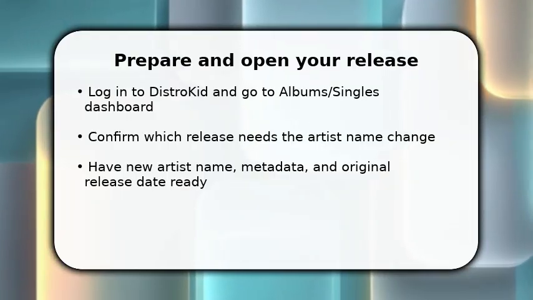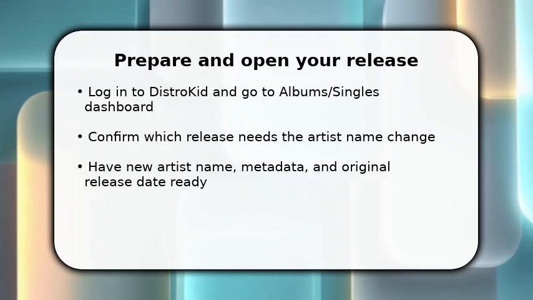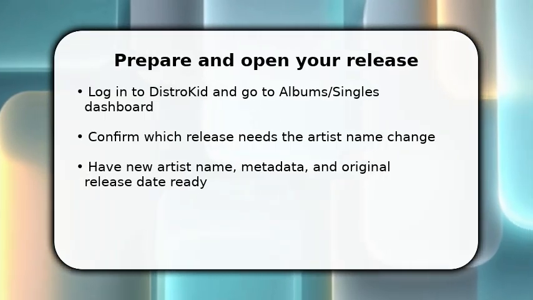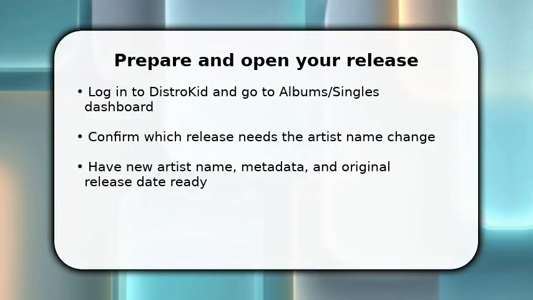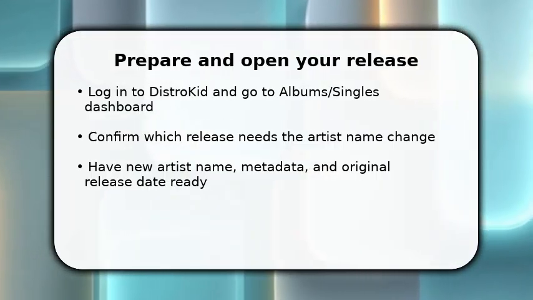You start by logging into Distrokid and locating the specific release you want to change. Once done, select that release and choose Edit Release. This moves you into the editable metadata view.